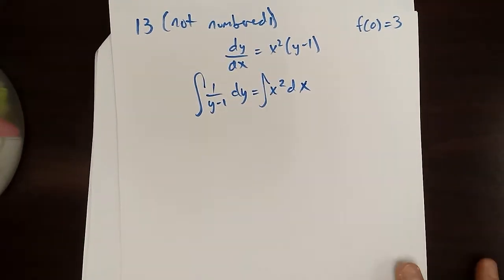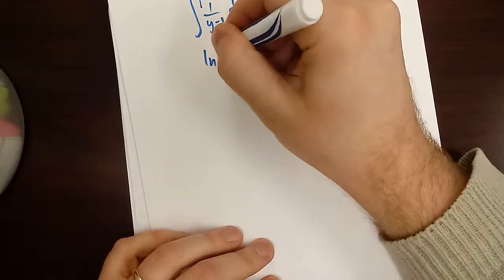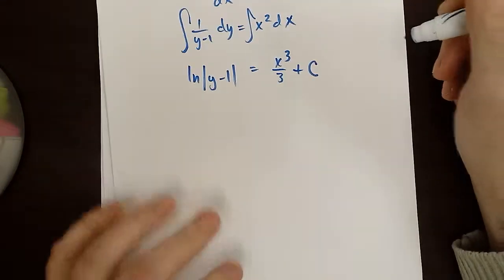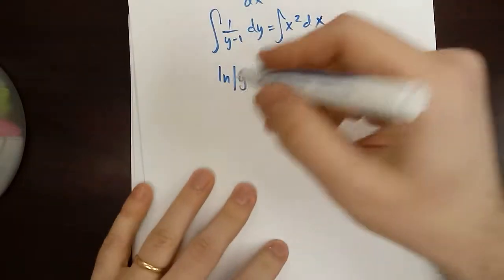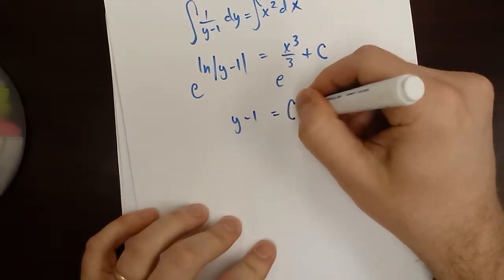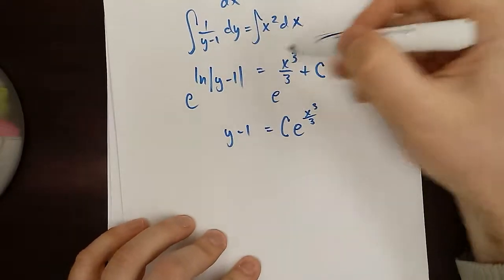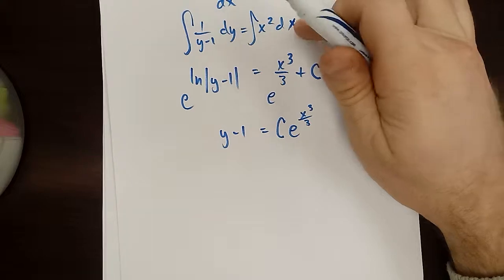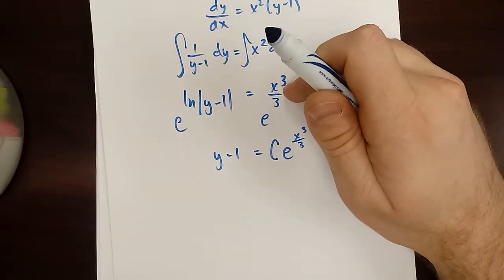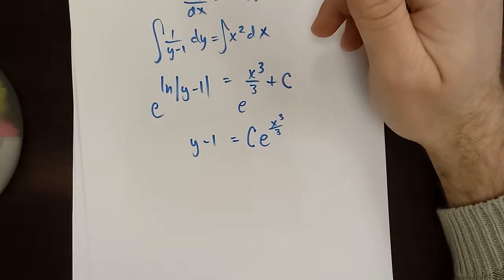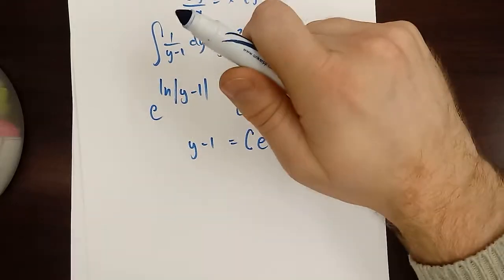Okay. So I'll do this one the other way, the more elegant way. We get the natural log of the absolute value of y minus 1 is equal to x cubed over 3 plus c. And now before I plug in my initial condition, I'll e both sides and get y minus 1 is equal to c e to the x cubed over 3. This is the leap that they'll take. If you're struggling to get from here to this step, go look at the previous question, number 12, and that should spell it out clearly.